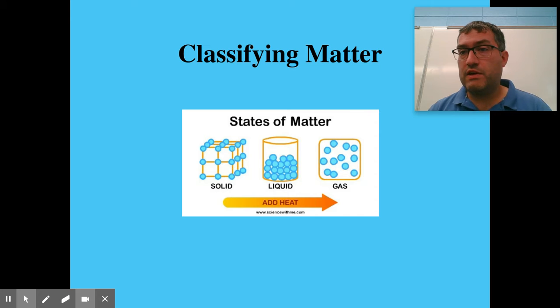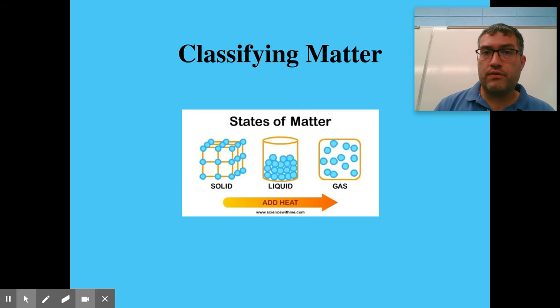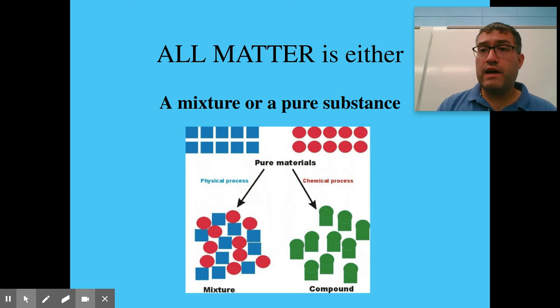And we've talked a lot last week about how matter is anything that has mass and takes up space or has a volume. We learned that there are three common states of matter: solids, liquids, and gases, with the fourth being plasma, which is very common out in space, but not as common here on Earth. So all matter either is a mixture or a pure substance.